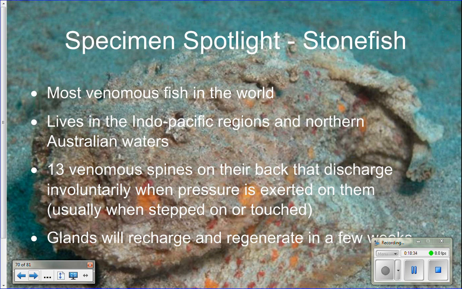And so the spines actually can pierce through the soles of shoes, because they're long and strong. So like wearing water shoes, too bad. Too bad for your shoes. And if you step on them, they then swim away, and then they regenerate those venom glands and are deadly again.